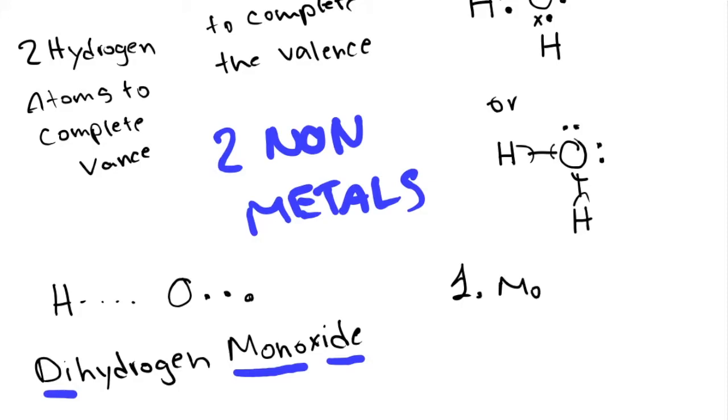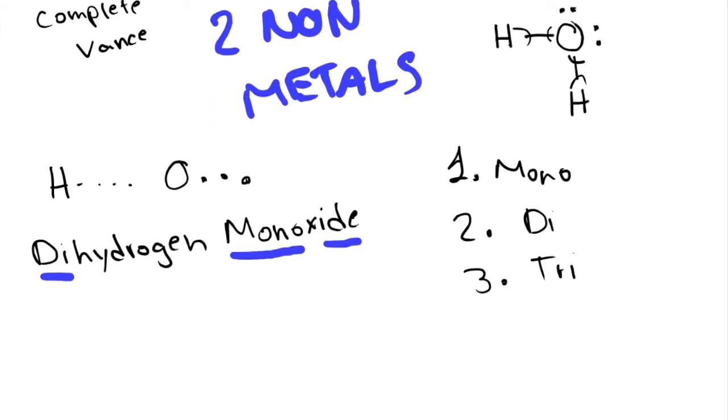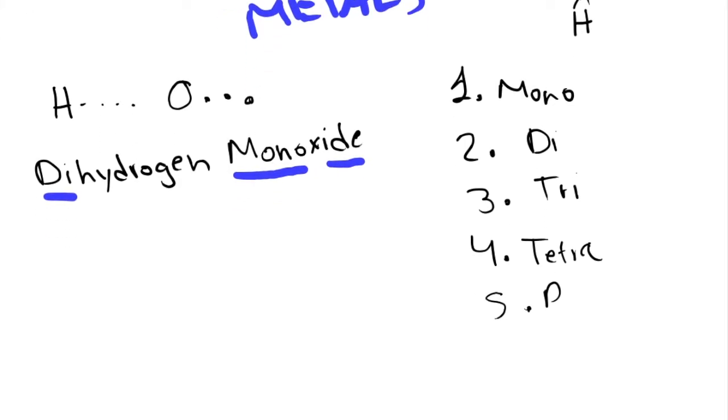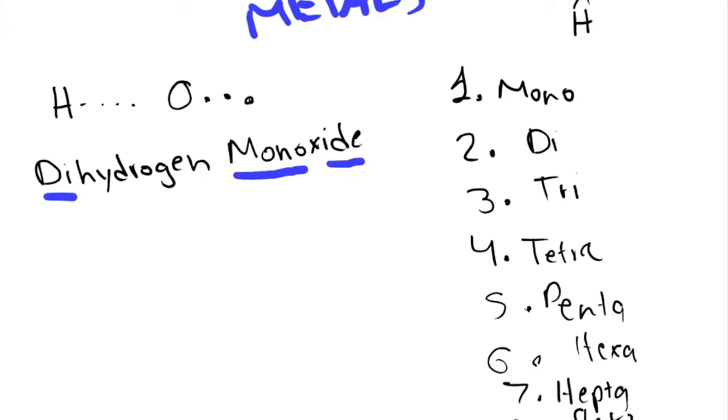Number 1 is mono. If there's 2 of those atoms, it's di. If there's 3, it's tri. Excuse my handwriting. 4 is tetra. 5 is penta. And 6 is hexa. 7 is hepta. 8 is octa. 9 is nona. And 10 is deca.